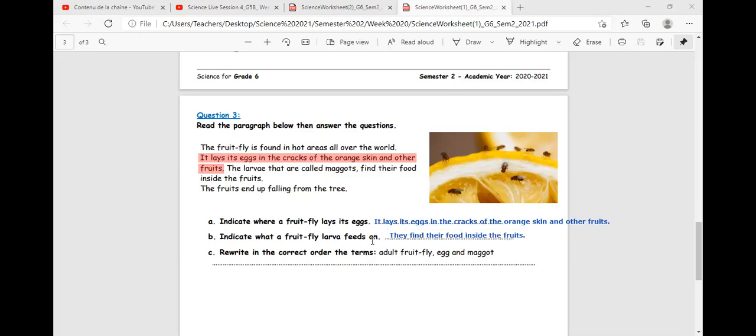Let's put these in order. Adult fruit fly, egg, and maggot. And look, maggots are the larvae of the fruit flies. Maggots are the larvae of the fruit fly. Egg, then maggot, then adult fruit fly. Bravo. Egg, then we have the larva, which is the maggot. And then the adult fruit fly.